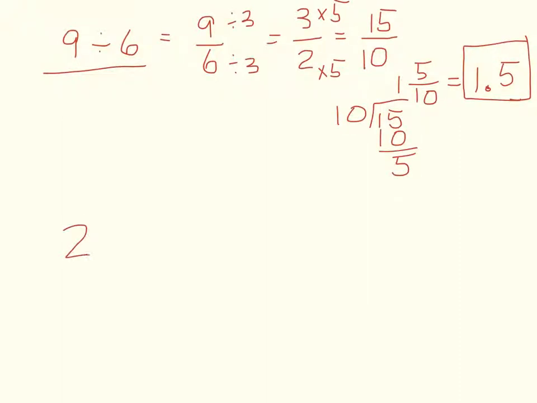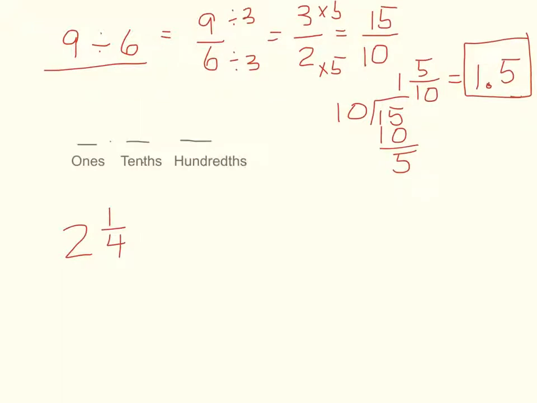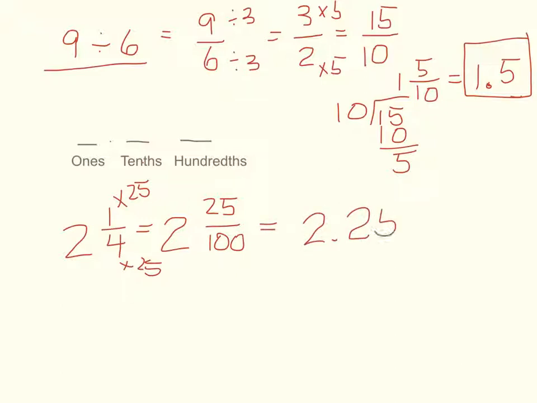What about 2 and 1/4? Pause the video and see if you can figure this one out. Well, fourths is again not one of my place values. So I look to see if I could change it to tenths. 4 doesn't go into tenths evenly. What about 100? Well, I still have my 2 here, but my 4 will go into 100. It goes in 25 times. So 1 times 25 is 25. So 2 and 25/100 looks like 2.25.